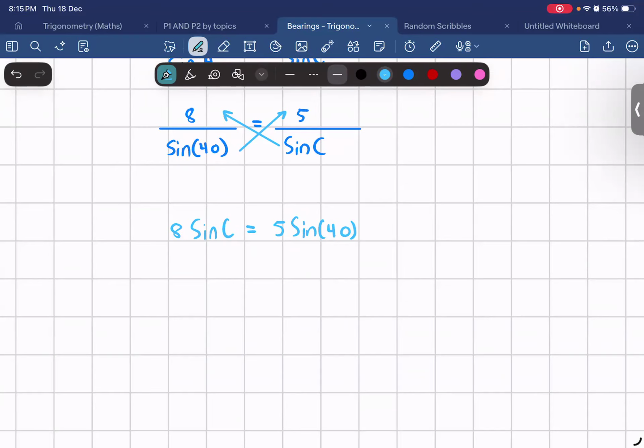Trying to find the angle, sine C. Trying to find C. Now, let me show you how we're going to do this.